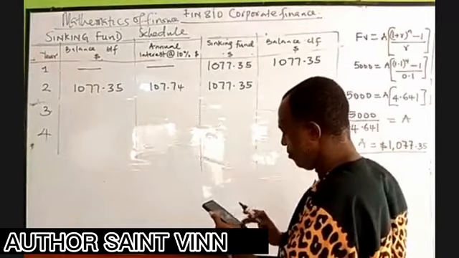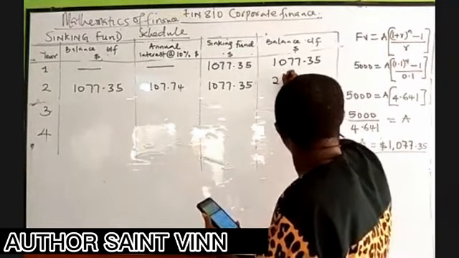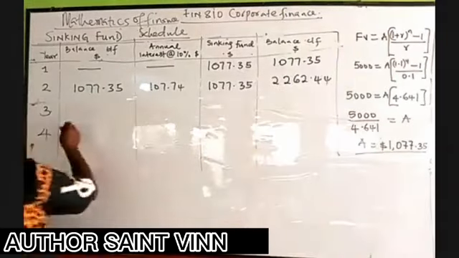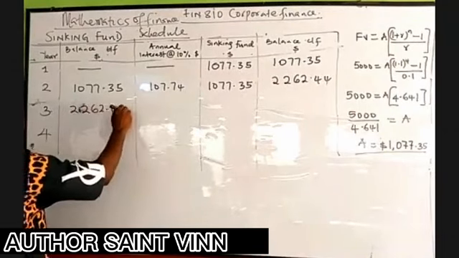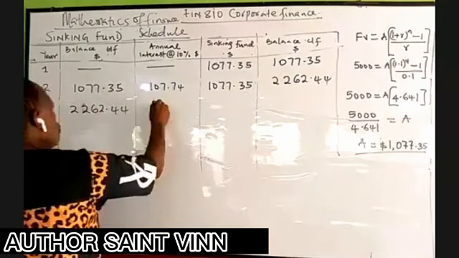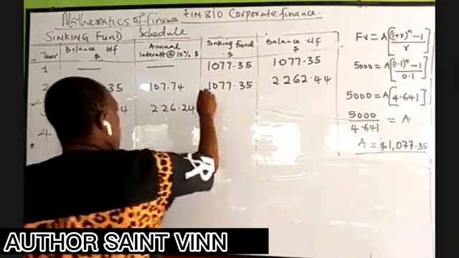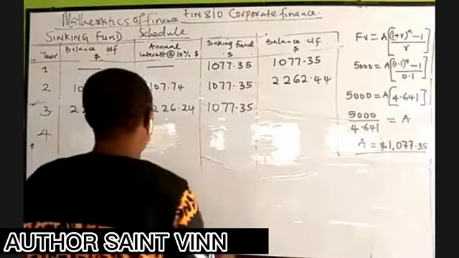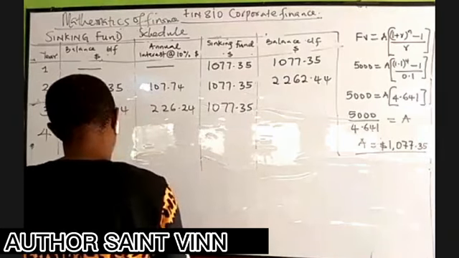Okay, so 2,262.45. Good. We are carrying this to the next period. The bank will also pay us 10% interest, that will be 226.24. And this one is still constant. So we add everything together: 3,566.03.